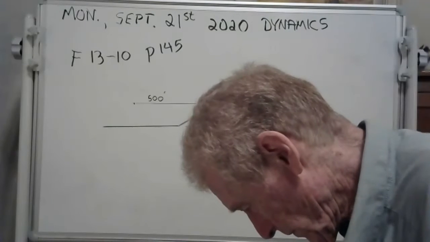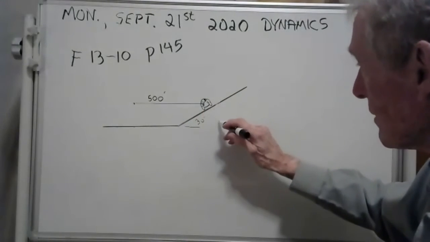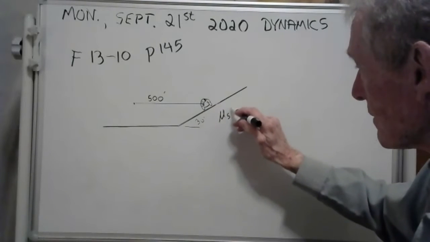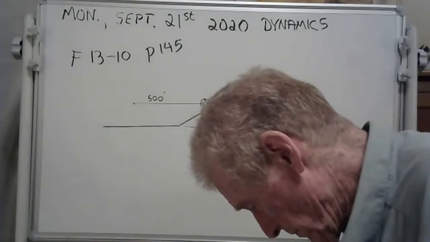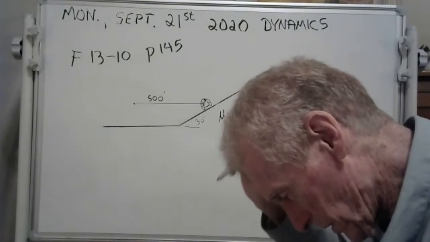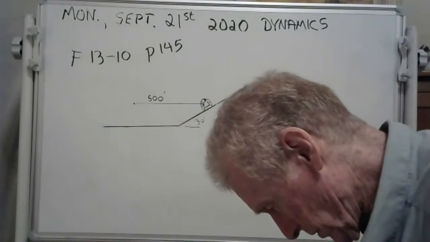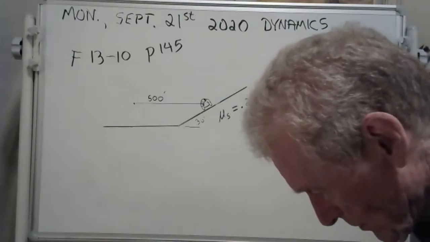Curvature 500 feet. Coefficient of static friction is 0.2. Let me write that down. Mu sub s is 0.2. Determine the maximum safe speed so no slipping occurs. Neglect the size of the car. Well, man, that's all we know. Okay. I think we got all the info.